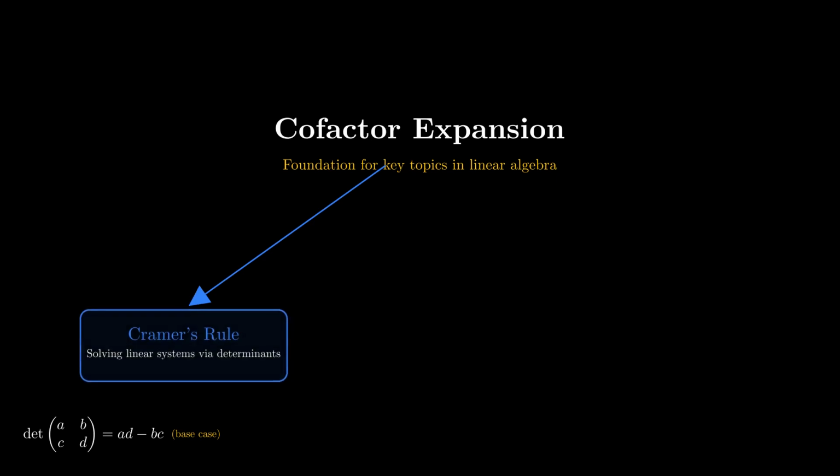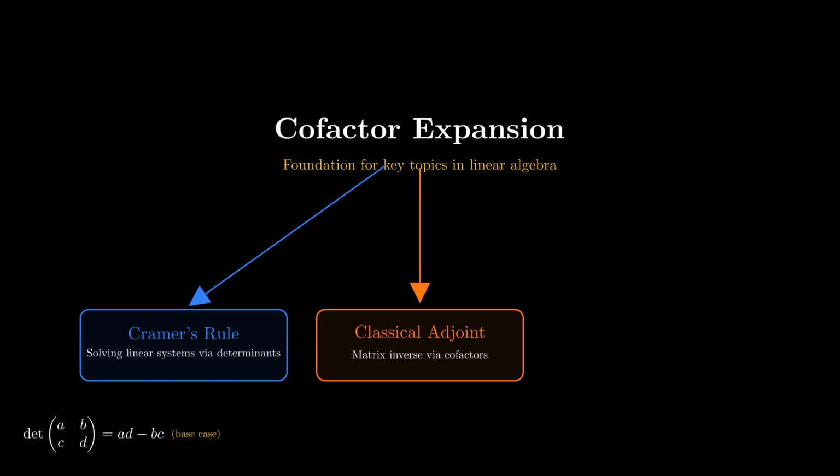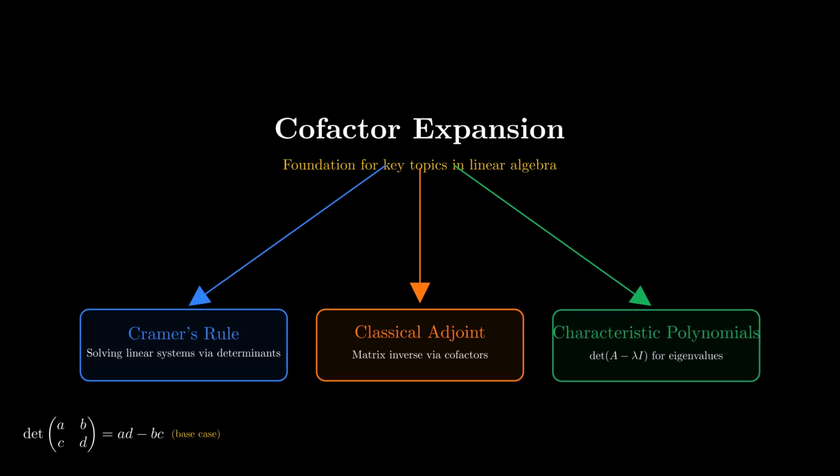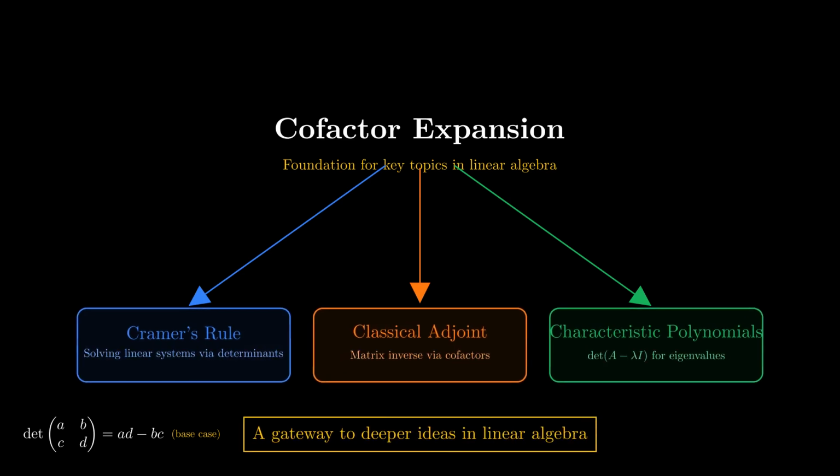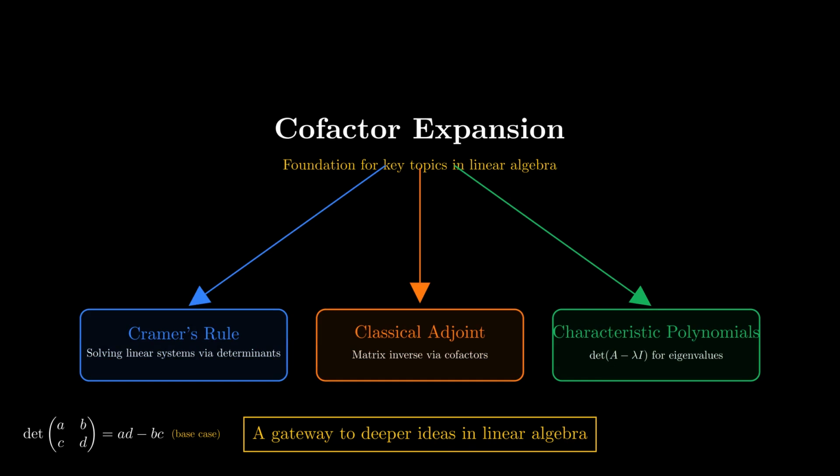It leads to Cramer's rule, a method for solving linear systems using determinants. It leads to the classical adjoint, which gives a formula for the inverse of a matrix. And it leads to characteristic polynomials, which you'll meet when studying eigenvalues. So cofactor expansion is not just a computational tool, it's a gateway to deeper ideas in linear algebra.